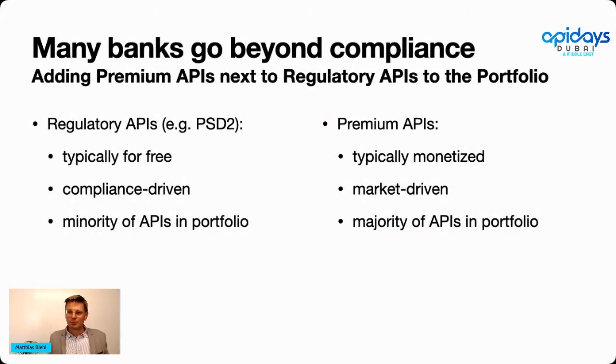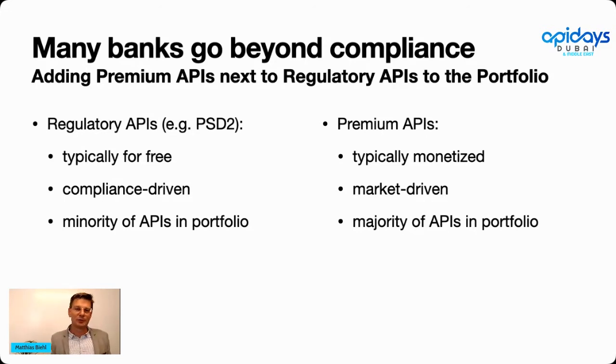Now, if you look at this portfolio of some of the banks in markets that have done this previously, you can see that some APIs are regulatory, where banks are required to open up those APIs. And there is a number of APIs that we call premium APIs that they want to open up, right? These are market-driven, and you can combine those two approaches, whether regulatory or market-driven.